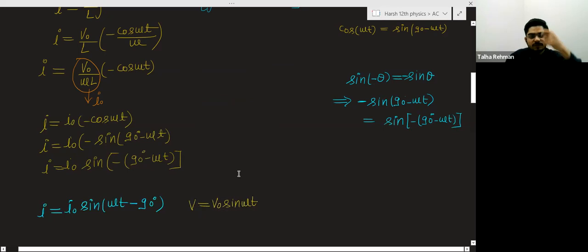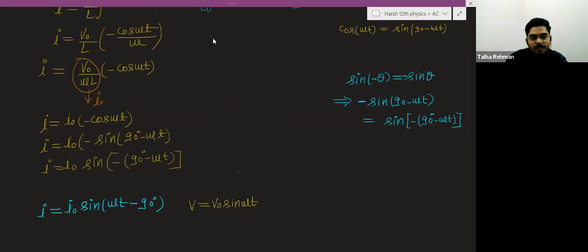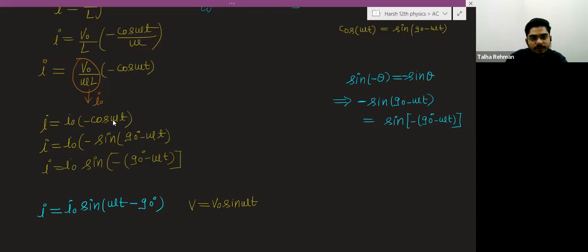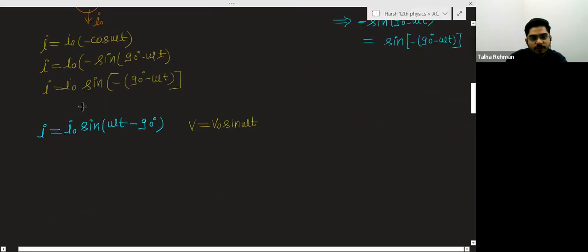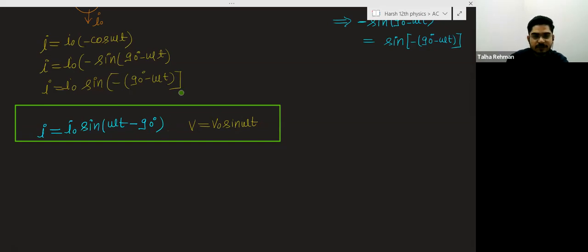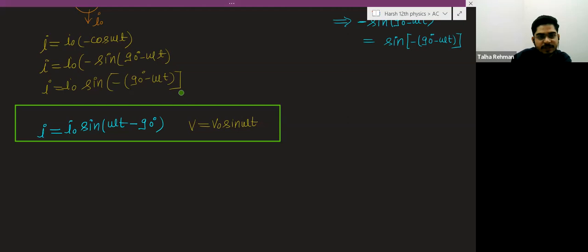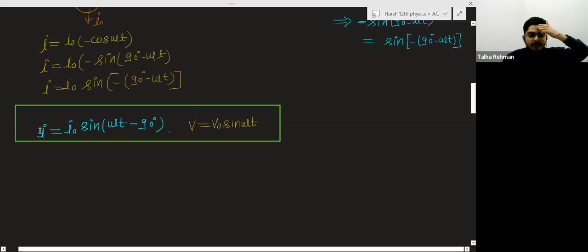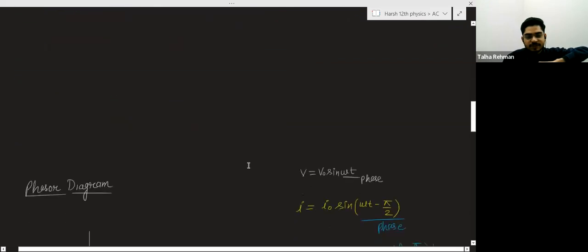And what is the equation of the voltage? V is equal to V naught sine omega t. So in case of the inductor, we have these equations of the voltage and the current. Now there is a game of phase here. Omega t minus 90 degree is the phase of the current. Phase of the voltage is omega t. Now we will calculate the phase difference.